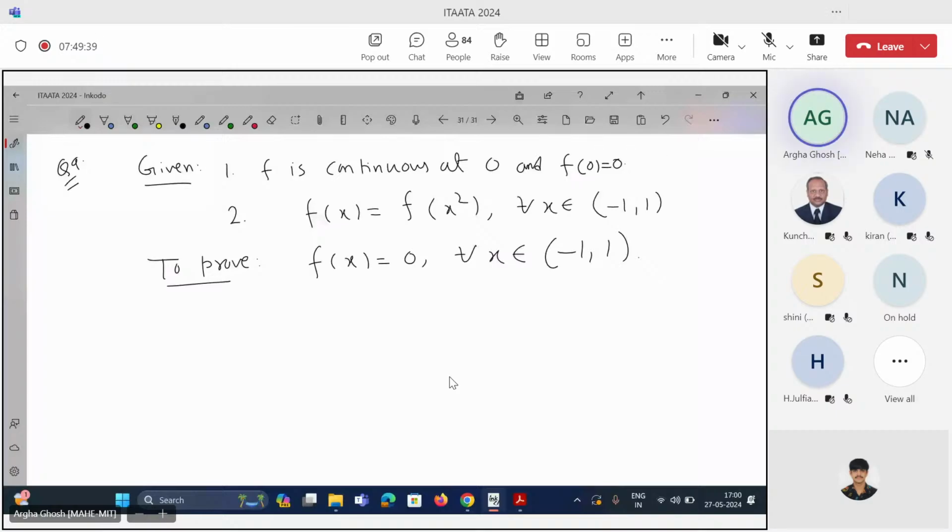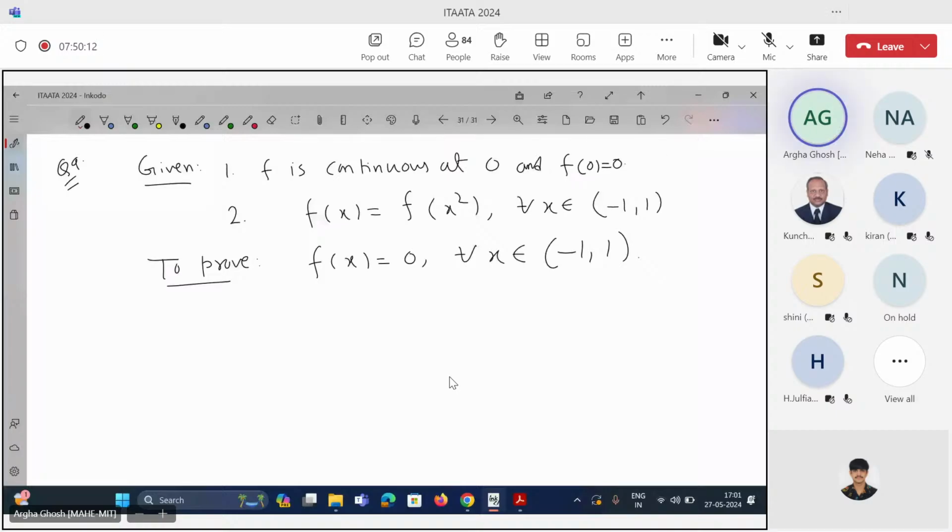So, because it's given, it's continuous at the point 0. So somehow we have to find a sequence which converges to 0, and then use the fact. Think about it. First of all, can you see this one?